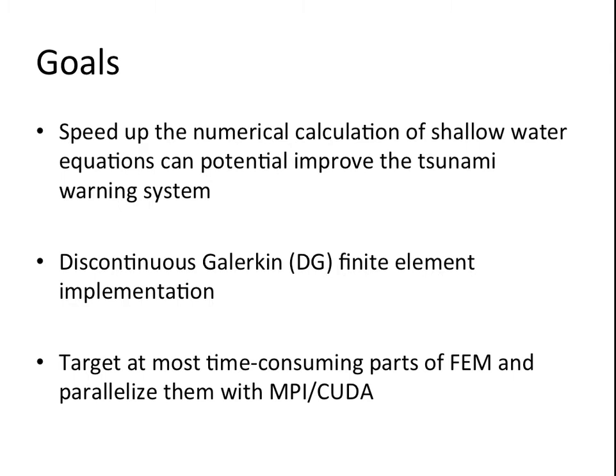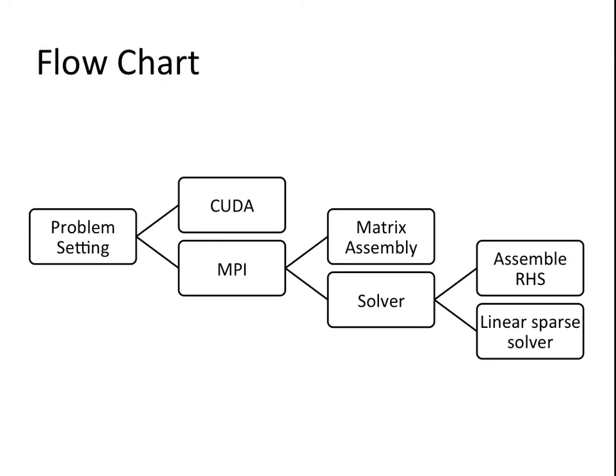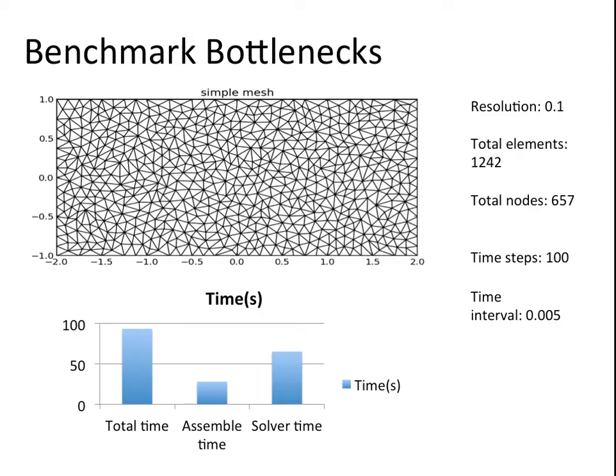Python. The first thing we did is to figure out bottlenecks in our serial code. It turns out that the matrix assembly and the linear sparse solver take up most of the time. Then we proceed to parallelize our algorithms. There are two approaches to take.